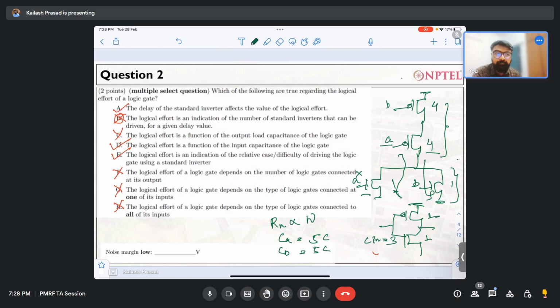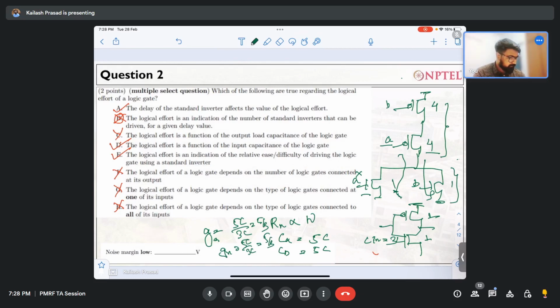Because 2 plus 1. So if you calculate the logical effort of this particular gate, this will be C G of A, this will be 5C by 3C. Okay, this will be 5 by 3. Similarly, G of B will be 5C by 3C, again 5 by 3. So here GA and GB both are the same.